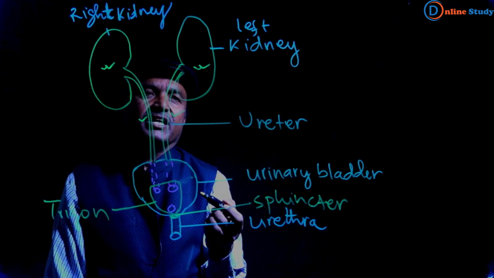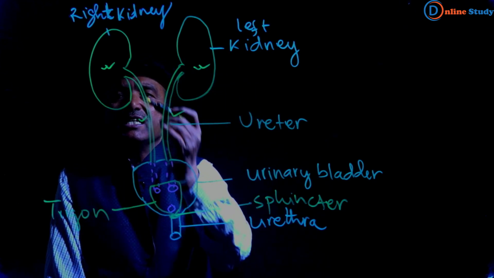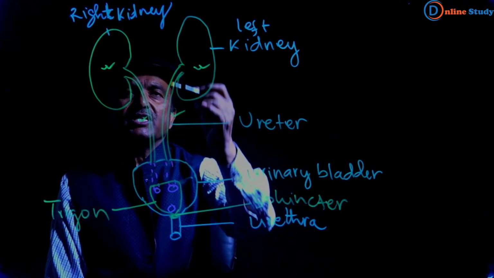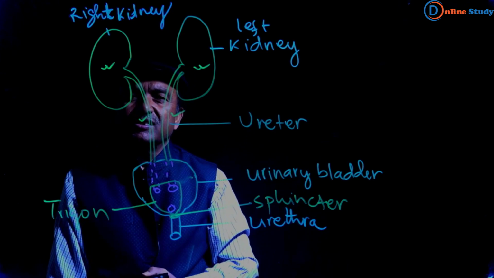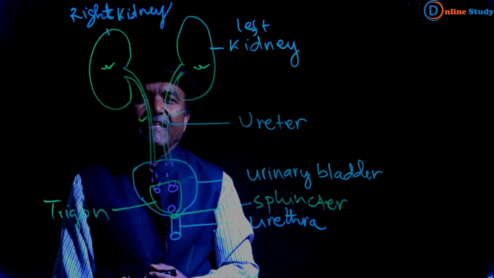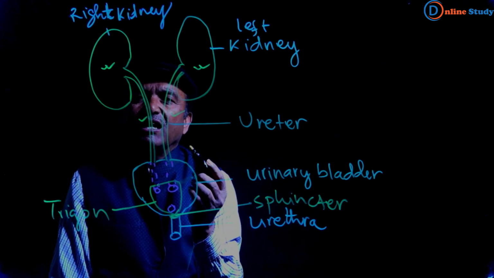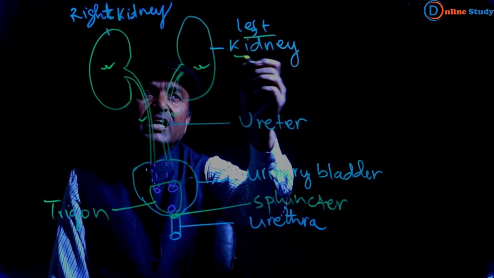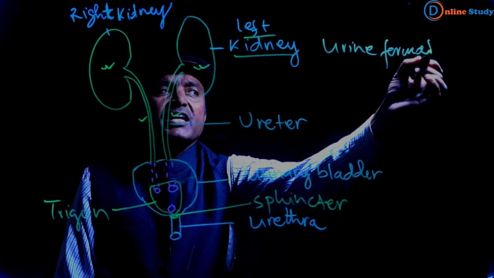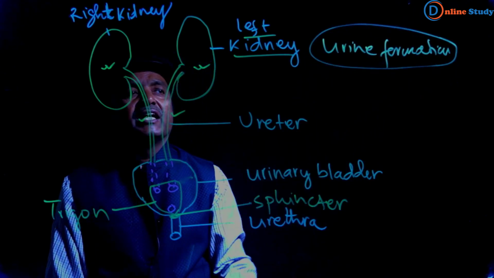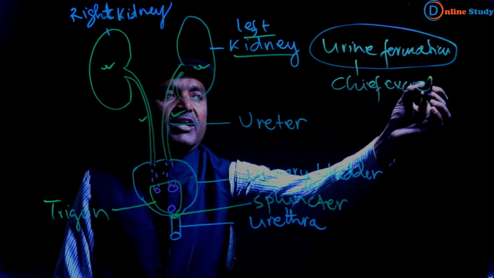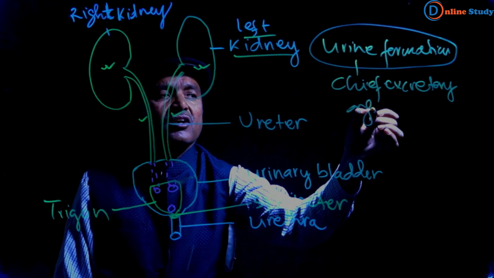Metanephric kidney, two metanephric kidneys, right kidney and left kidney. The right kidney is slightly lower than the left kidney. The kidney helps in urine formation. So the kidney is the chief excretory organ.